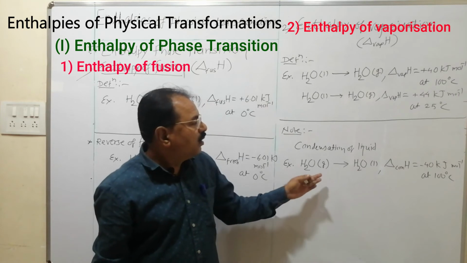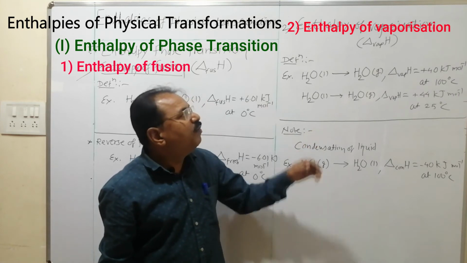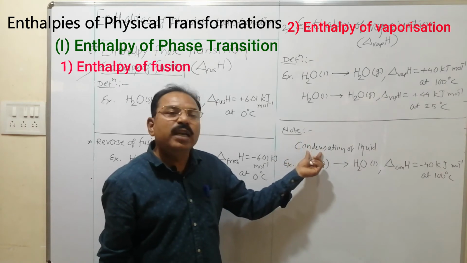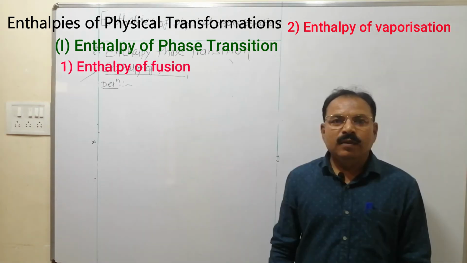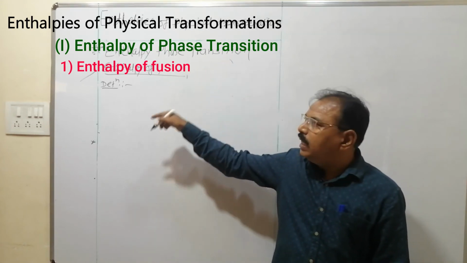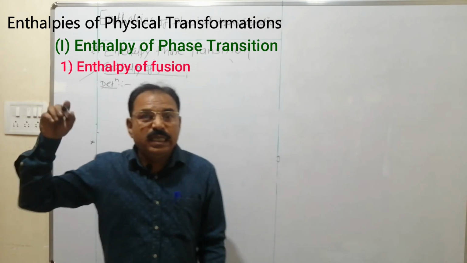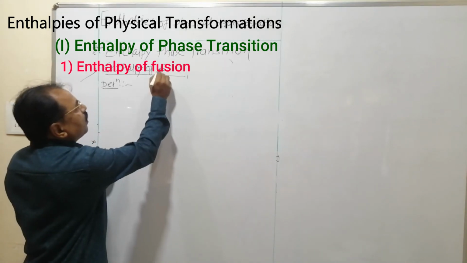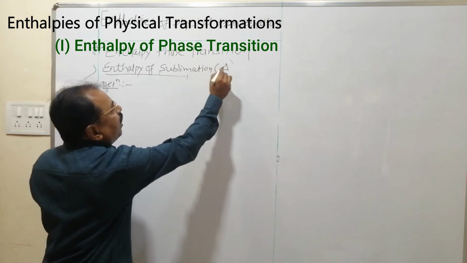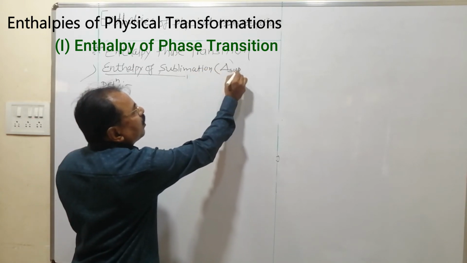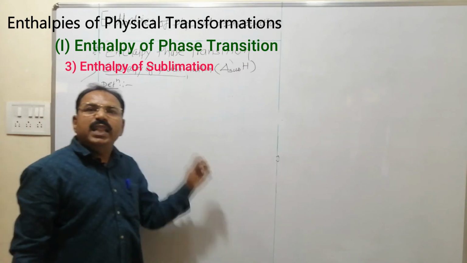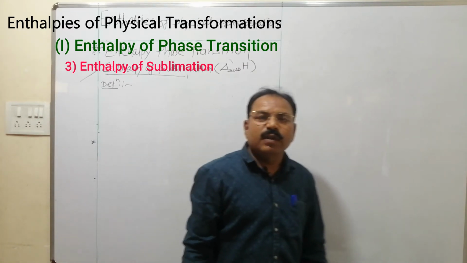These are the examples of this enthalpy of vaporization and reverse enthalpy of vaporization, that is condensation of a liquid. Now, the third way of enthalpy of phase transition is the enthalpy of sublimation. This is denoted by delta SUB capital H. Firstly, definition of enthalpy of sublimation.